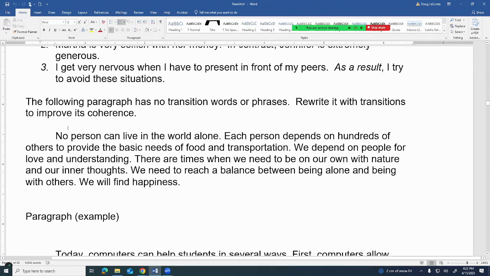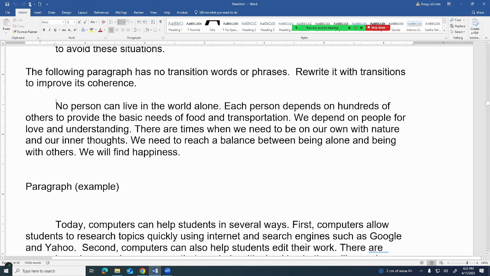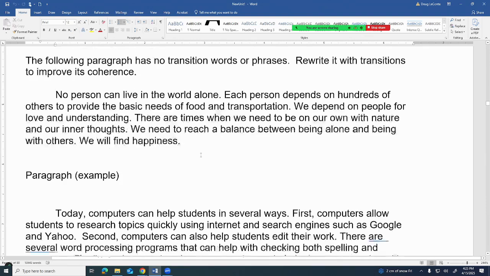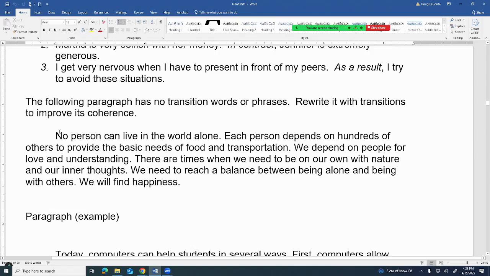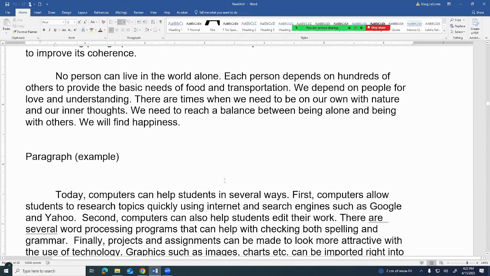All right, so there's a paragraph here where you can practice using transition words or phrases. No person can live in the world alone. I'd like you to give that a try.